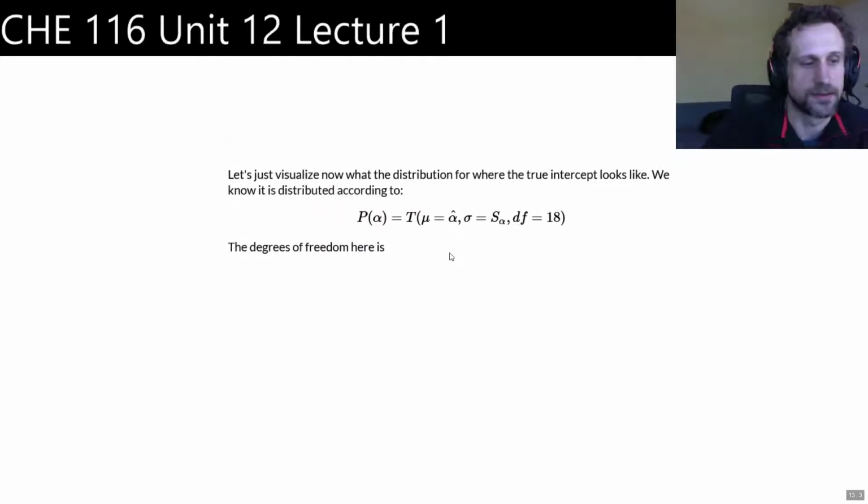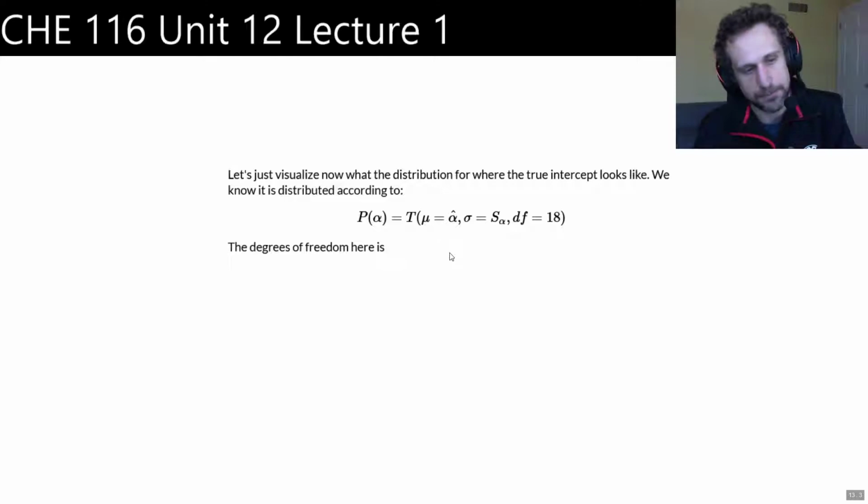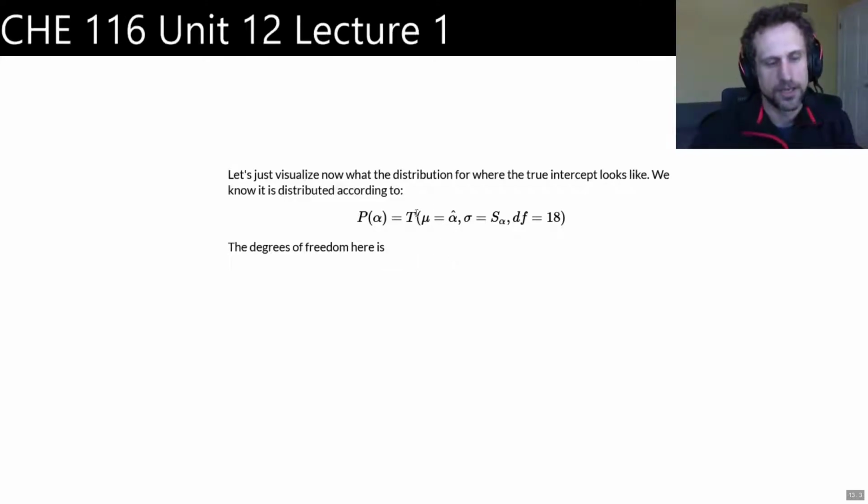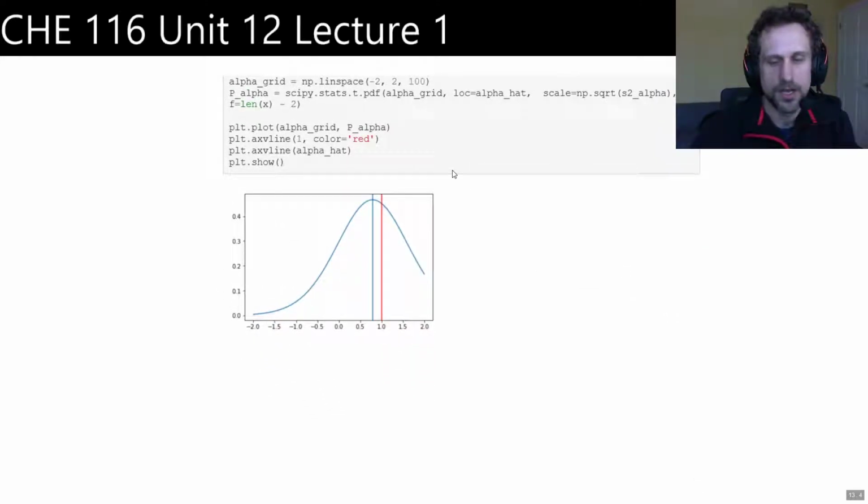What I just said is that the probability of seeing any particular alpha is coming from a t-distribution centered at alpha hat. That is the alpha we computed. The standard deviation of this t-distribution is the standard error of alpha. And remember, the t-distribution takes in 3 parameters. The other parameter is the degrees of freedom. So here is a plot, okay? The blue line here is that probability distribution of alpha.